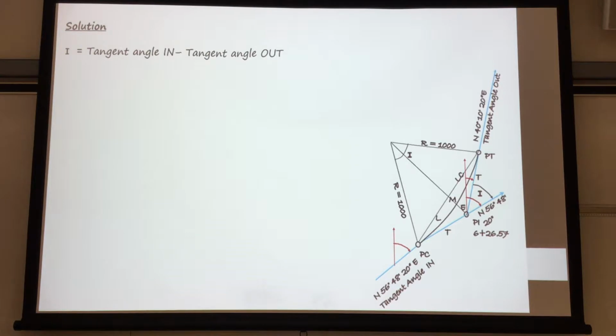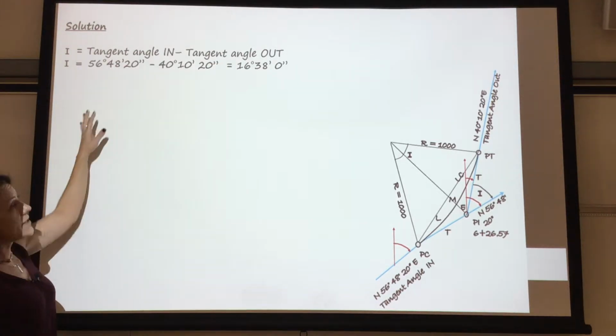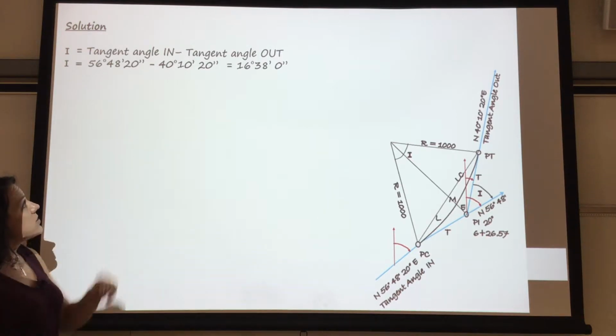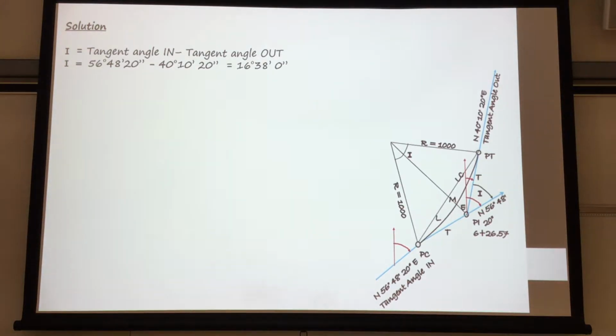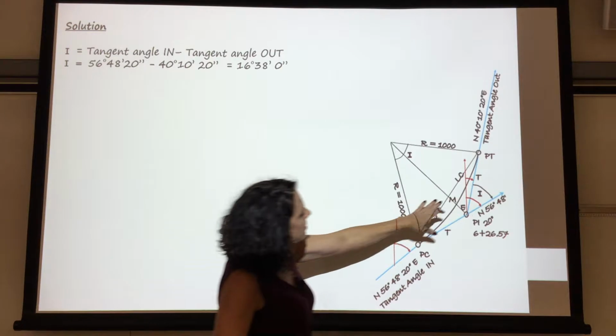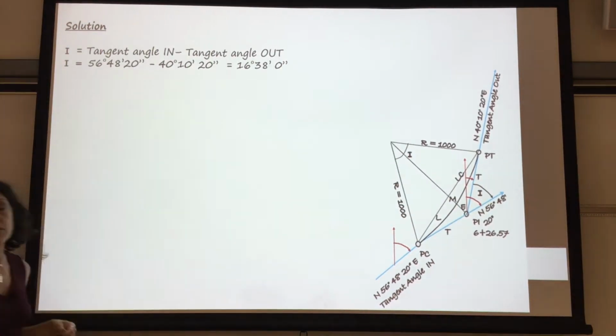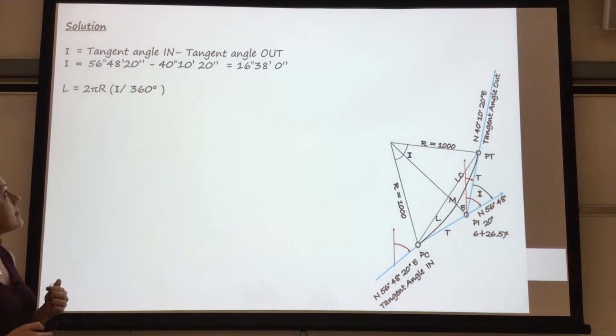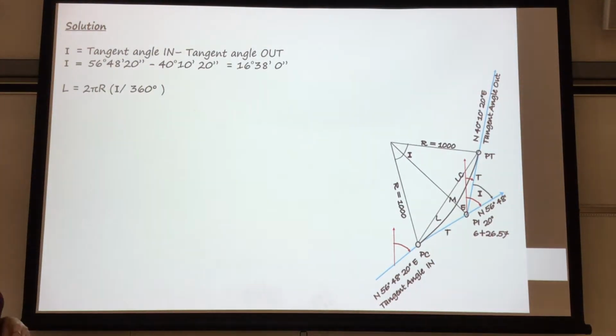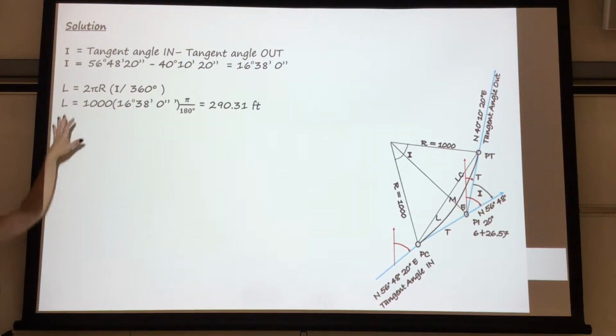So let's get started. Tangent in and tangent out. So I've got 56 degrees, 48 minutes, 20 seconds, minus 40 degrees, 10 minutes, 20 seconds. So this I angle here is 16 degrees, 38 minutes, and 0 seconds. So I plug the I into my equation to figure out L.